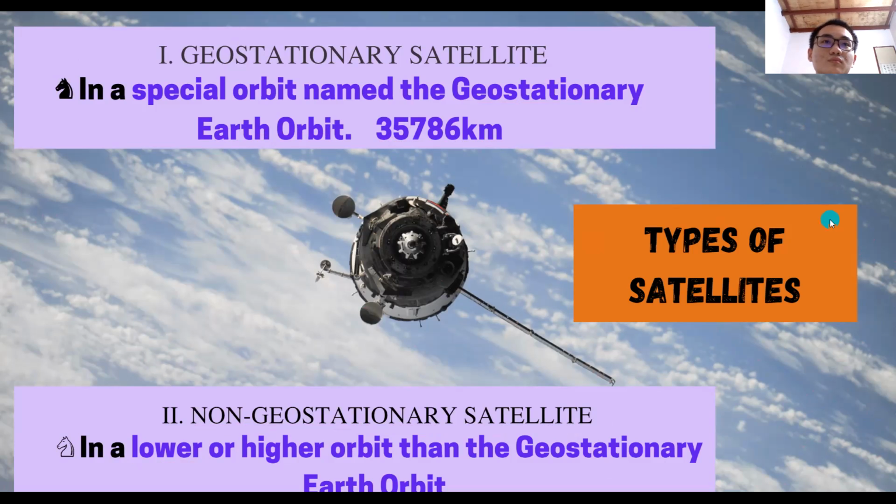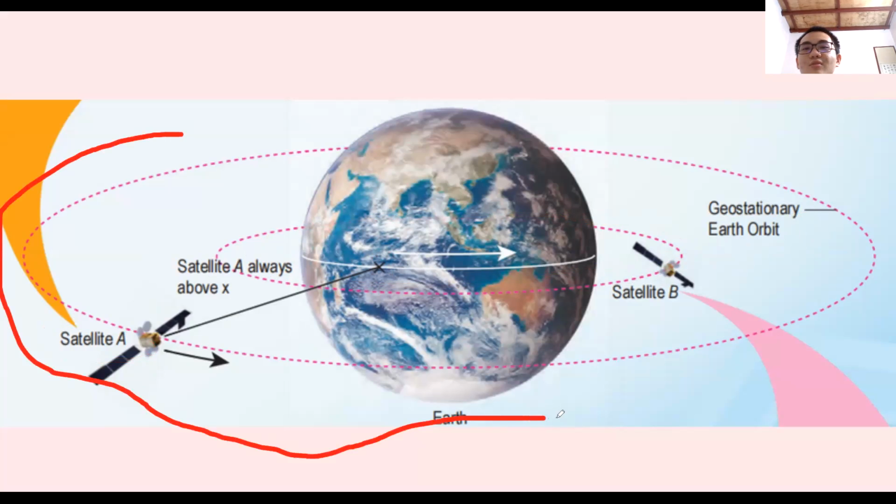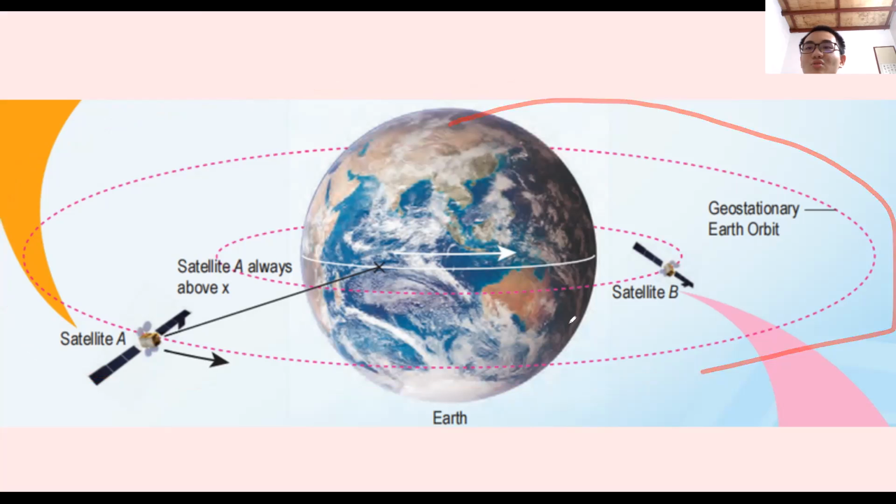This is an example. Satellite A is a geostationary satellite because it's on a geostationary Earth orbit. It's always above X. If X is your house, it's always above your house. Then satellite B is in a path lower than the geostationary orbit, so we call it a non-geostationary satellite. You can also imagine there's a satellite C here, around the outer part, so it's higher than the geostationary Earth orbit. So it's also a non-geostationary satellite.